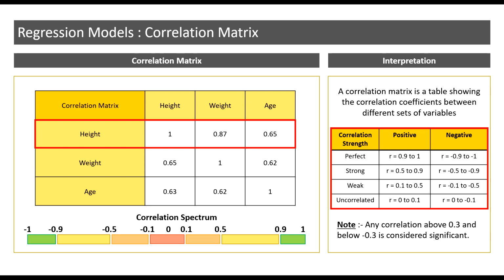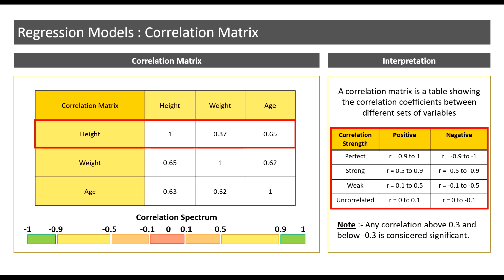Now, height is obviously going to be perfectly correlated with itself. Hence, the correlation of height and height happens to be 1. Now, height and weight have a correlation of 0.87, which, according to the table on the right, means that there is a strong correlation between these two variables. Height and age have a correlation of 0.65, which again, according to the table, suggests a strong correlation. This is how we interpret the correlation matrix.